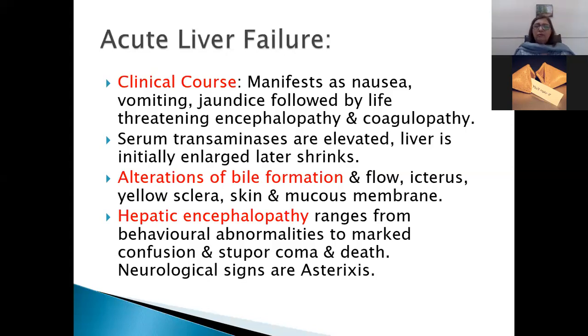Hepatic encephalopathy ranges from behavioral abnormalities to marked confusion, stupor, coma, and death. Neurological signs include asterixis. Asterixis is tremors that can be seen in the hands when you outstretch your hands, and they are mostly because of hepatic encephalopathy. Patient presents with confusion, behavioral changes, and sometimes death occurs in coma. And the neurological sign of this hepatic encephalopathy is asterixis, that is, you can see tremors in the outstretched hands.